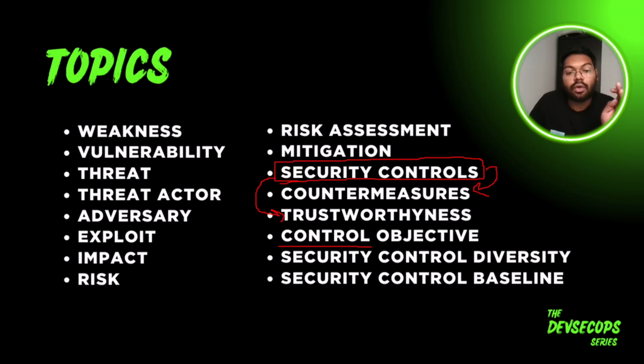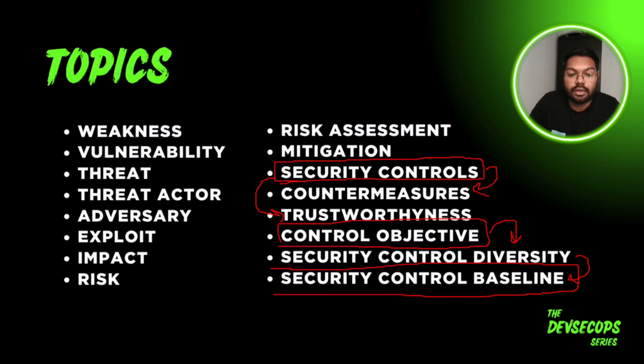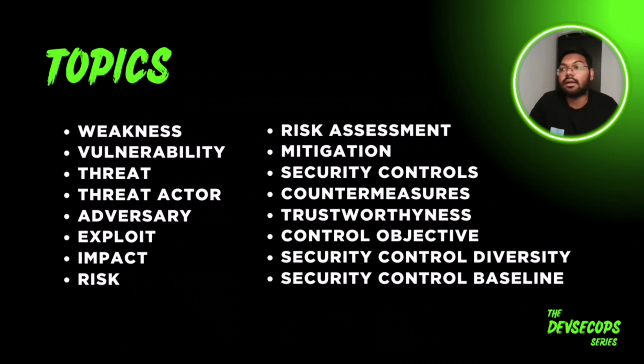And then there are control objectives. What is the objective of using a particular security control? Then we need to diversify them so that there is something called defense in depth or layered security. And then there should be a minimum standard of security controls for any kind of application, let's say on-prem or cloud applications. So that is the security control baseline, minimum standard. That is what we have seen today. So these are the topics that we discussed today.